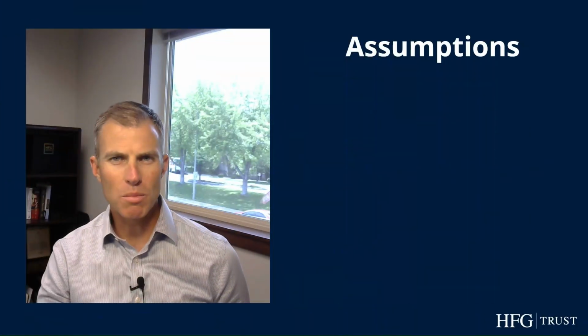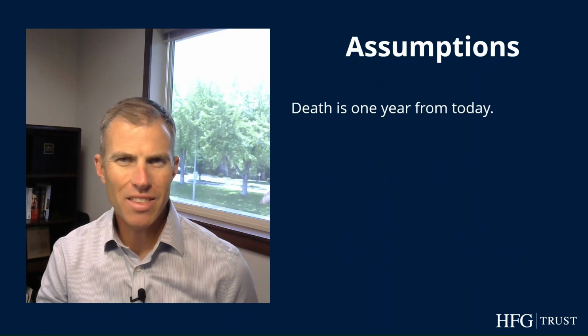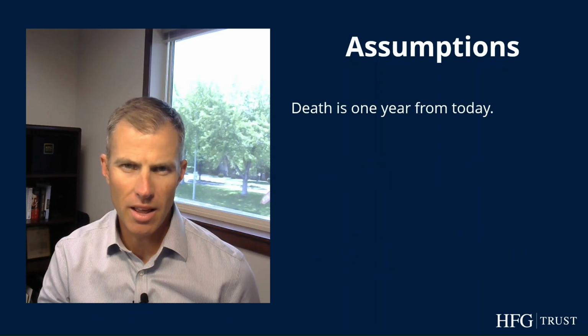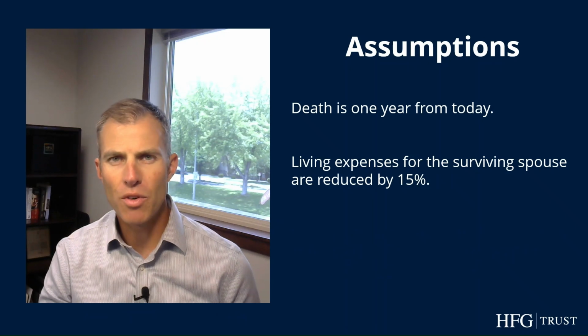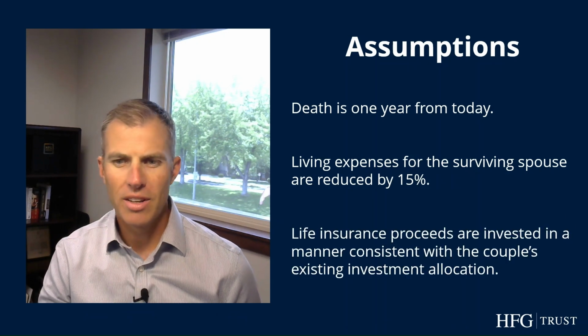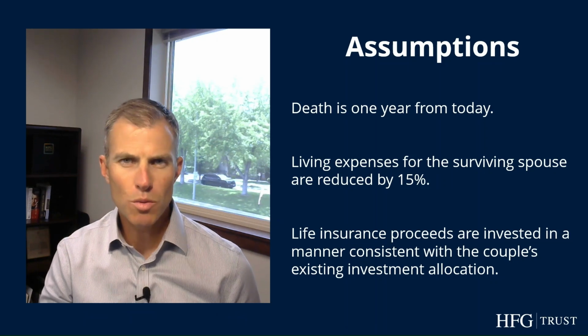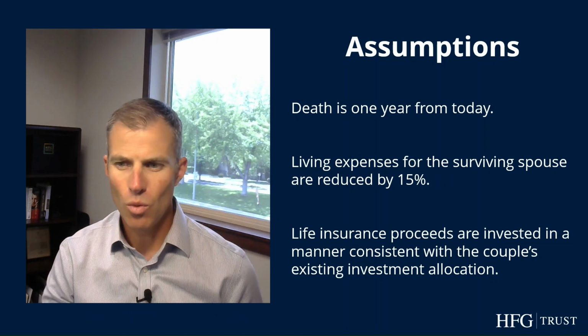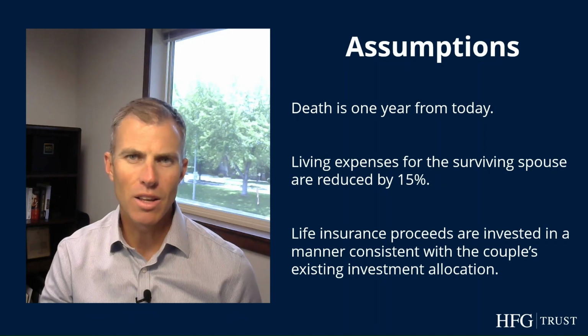The protection need is calculated as the amount of insurance that, if added to the surviving client's assets, would ensure the surviving client does not run out of money before the end of their expected life. And there are a few assumptions I should highlight. First, the death is assumed to occur 1 year from today. Second, living expenses for the surviving spouse are reduced by 15%. And third, the life insurance proceeds are assumed to be invested in a manner consistent with the couple's existing investment allocation.